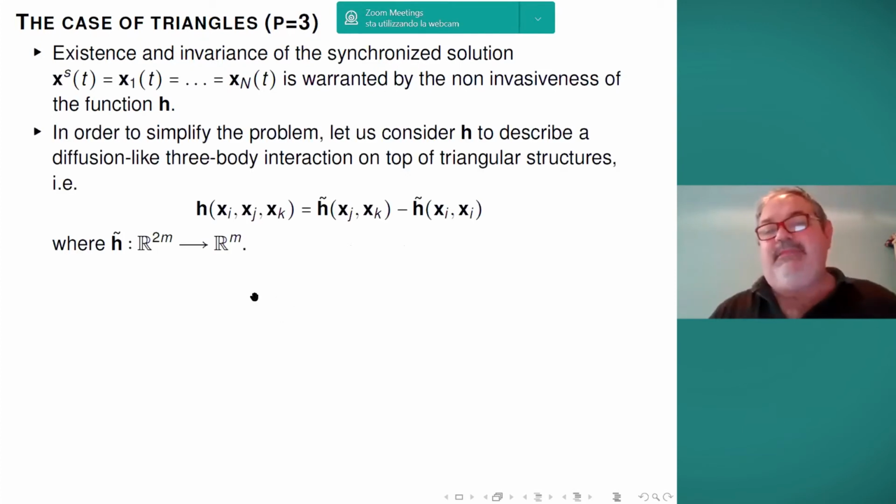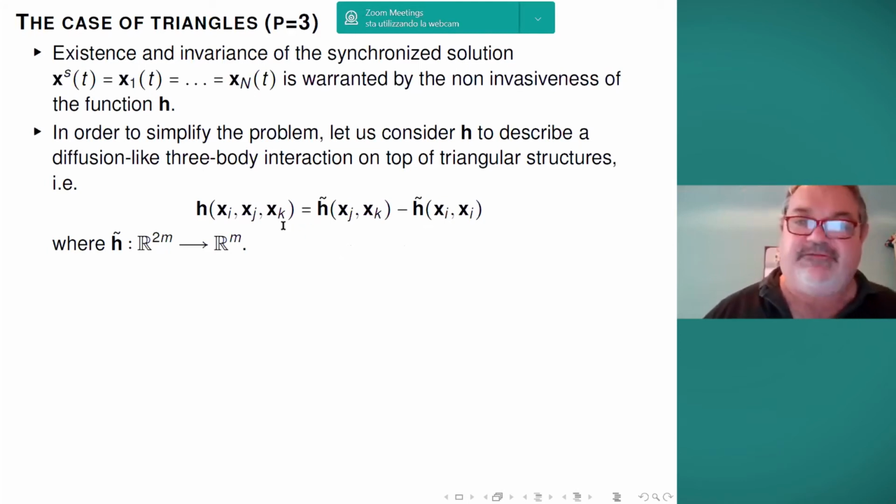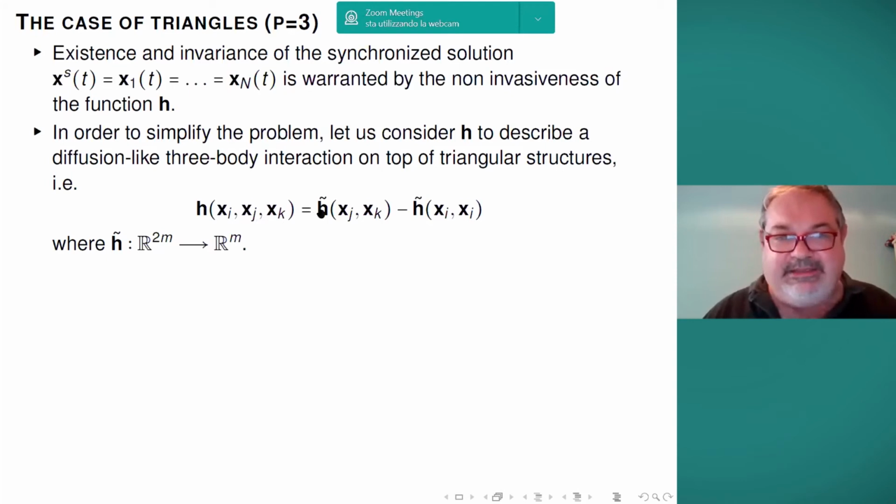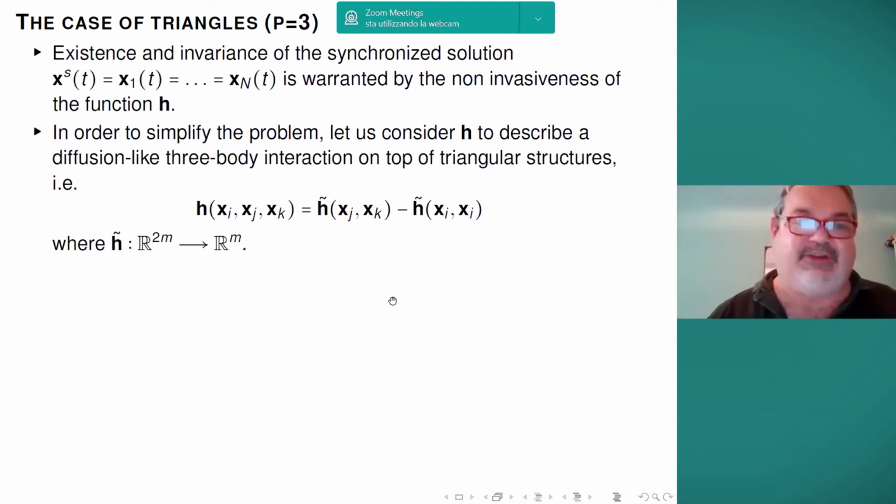And now let me make an example. Let me go back to the case of diffusiveness. So we suppose this 3-body function is a diffusive-like function. That is, this h of xi, xj, xk can be written like some h tilde of xj, xk minus h tilde of xi, xi. It's a sort of diffusion on top of a triangular structure.